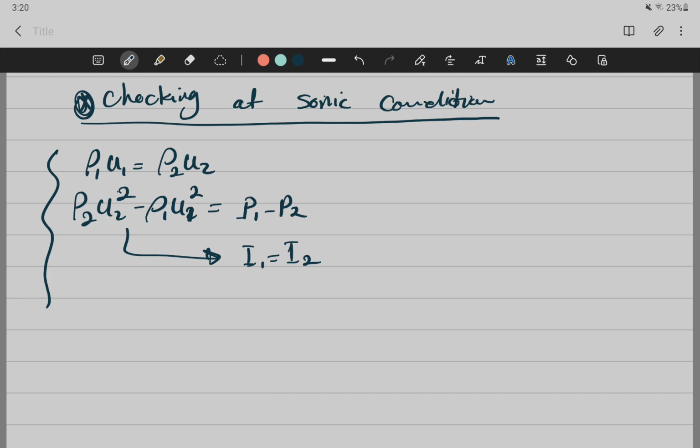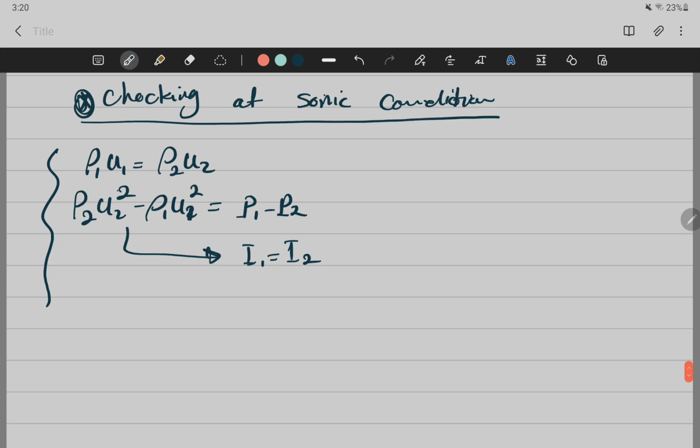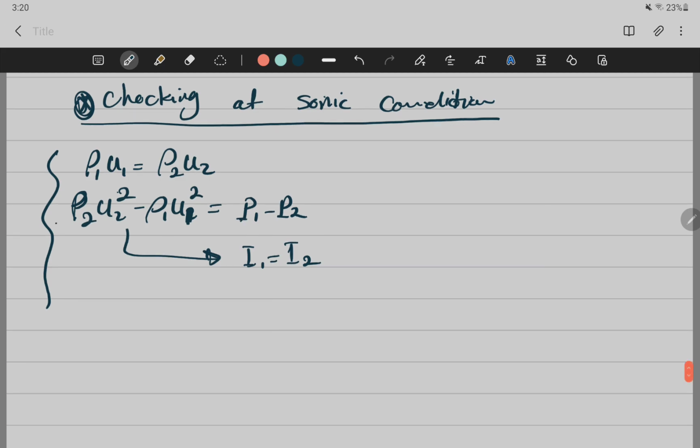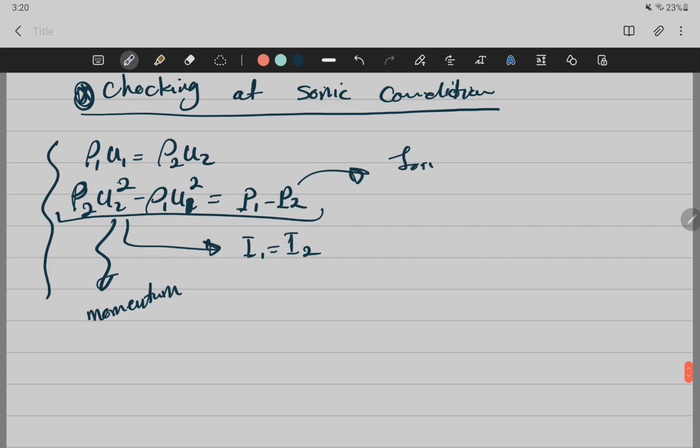P1 plus rho 1 U1 squared equals P2 plus rho 2 U2 squared. Whenever you are dealing with the momentum equation, usually on the left hand side you have the momentum terms, which is rho U. On the right hand side you have the force terms. In most of our analysis we are going to use only the pressure force.